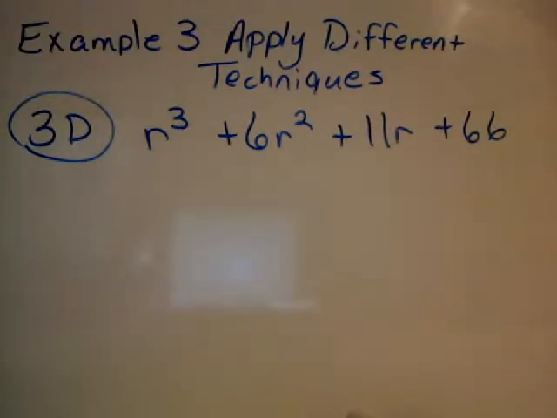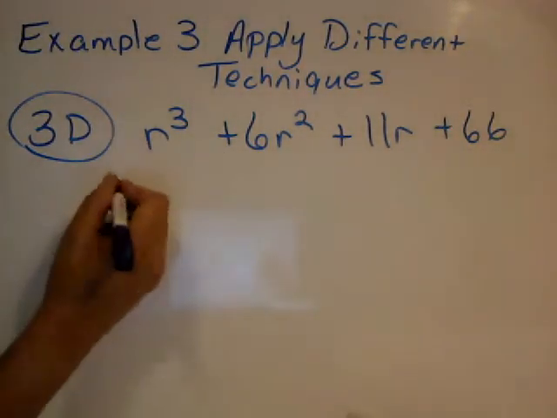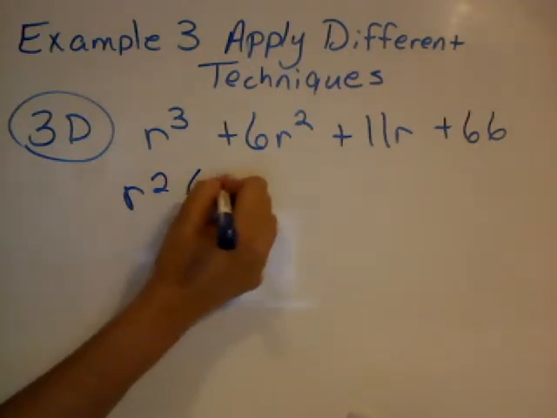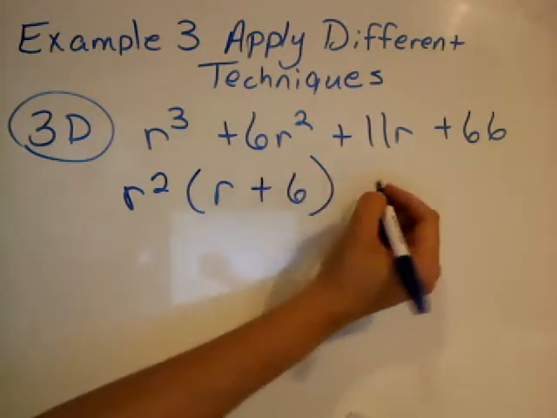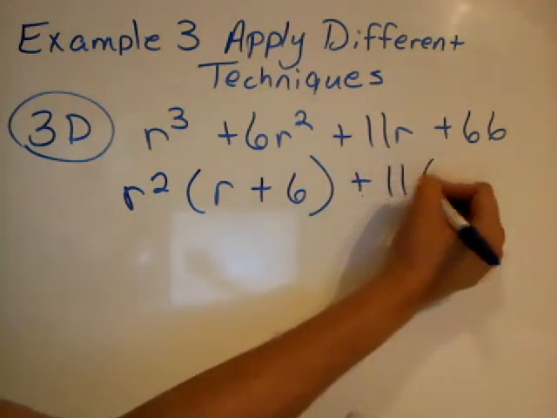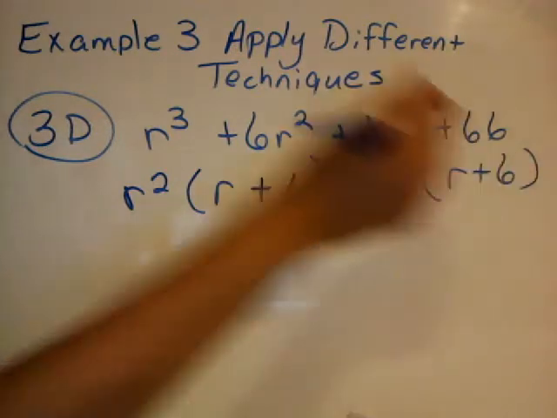Okay, this will be the last example that we work together, and then you should be able to work on this lesson some by yourself. So in this, we want to group things together again that can be grouped together. So I'm going to leave it grouped just like it is. I'm going to take out of this an r squared, which would leave me with r plus 6. And over here I'm going to take out an 11, which would leave me with r plus 6.